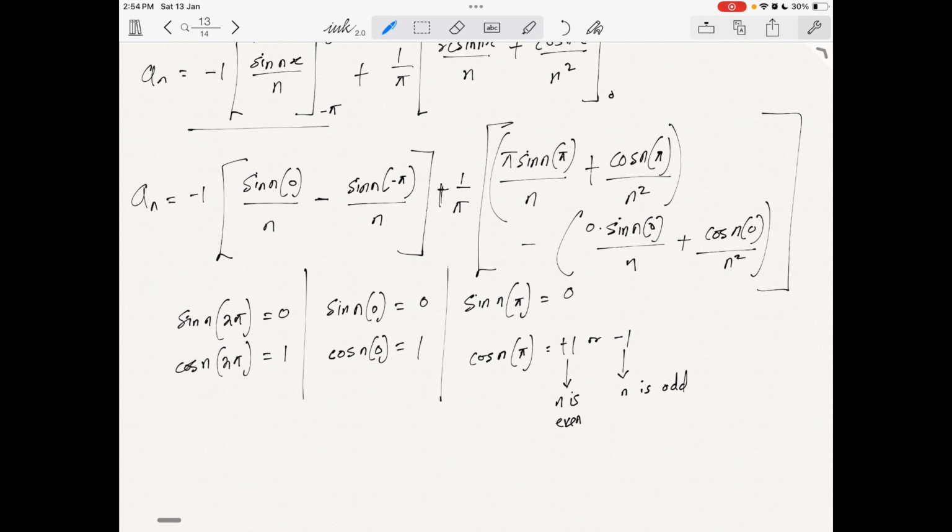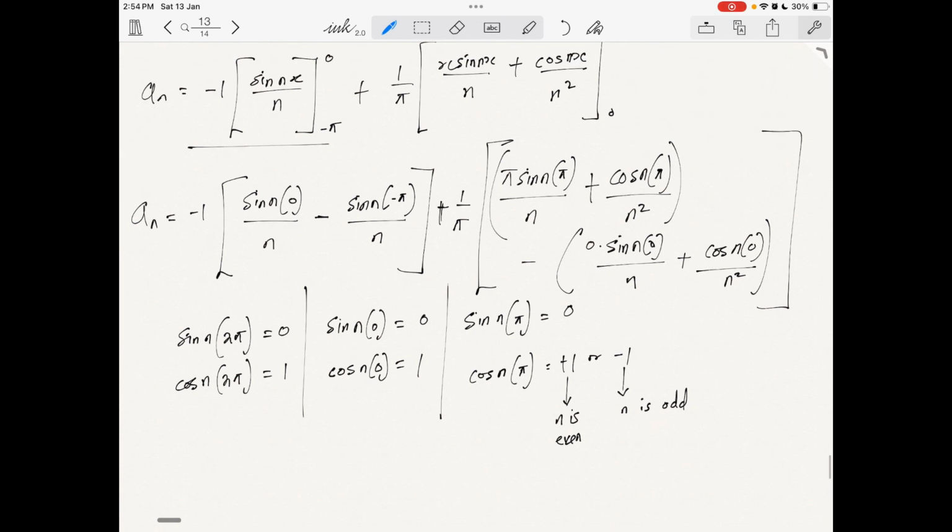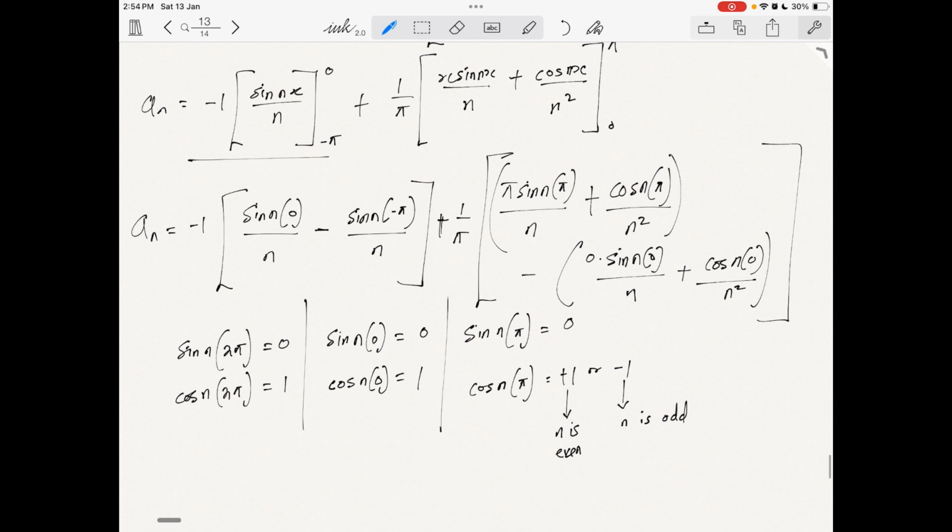So in that case, let's nullify as many as we can to reduce the equation. Sin n of 0 occurs here, and we can say sin n of 0 is 0. So this cancels out to give 0. Sin n of minus pi.